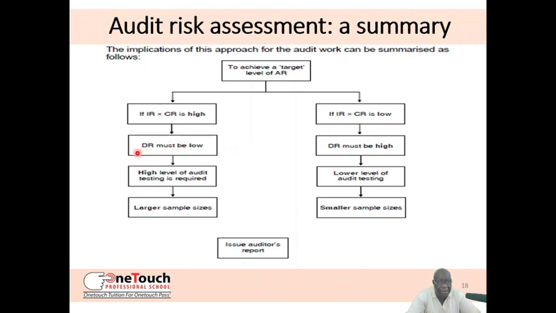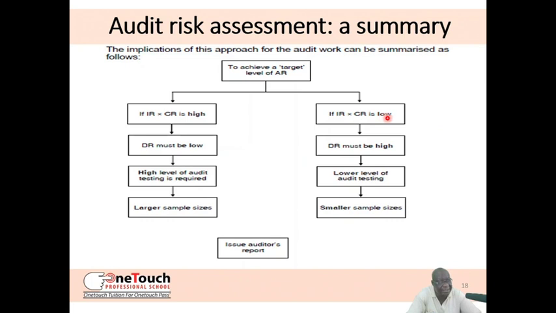That's the detection risk, detection risk must be low. That means when you want detection risk to be low, you have to do more work. Then a high level of what? Audit testing is required. So it means that to reduce the risk, where inherent risk times control risk are all high, you have to do more work. That is the meaning of a high level of audit testing being required there.